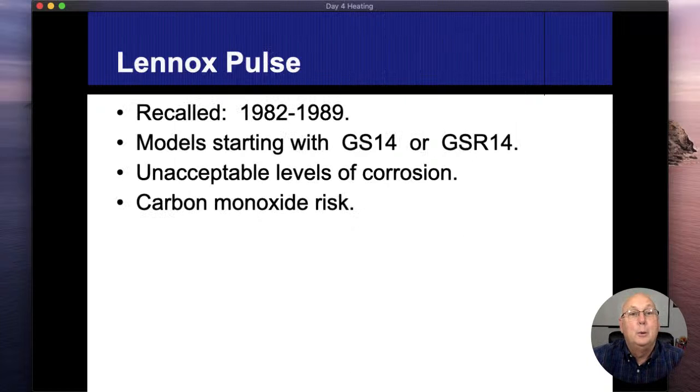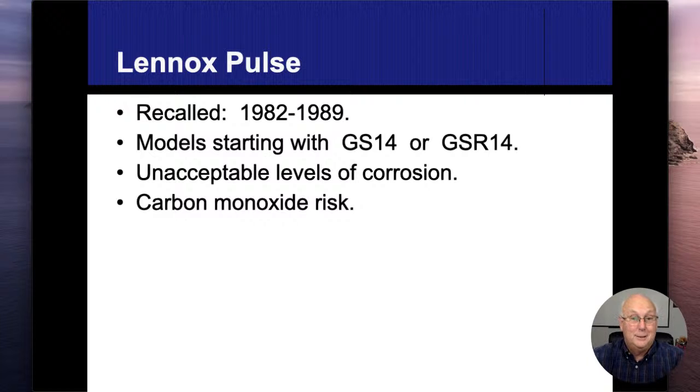All right. So they were recalled in 82 to 89, models starting with GS, GSR. The reason why they were recalled is because these are condensing furnaces. They are high efficiency. They did have a high level of corrosion, which damaged that secondary heat exchanger. Again, best thing you could do, look on the floor of that blower fan, see if there's any water underneath there. As long as there's an opening there, it pumps out carbon monoxide, because it's a higher pressure inside the heat exchanger because of that combustion that's happening there. So it's able to pump out carbon monoxide, and that's obviously a problem.